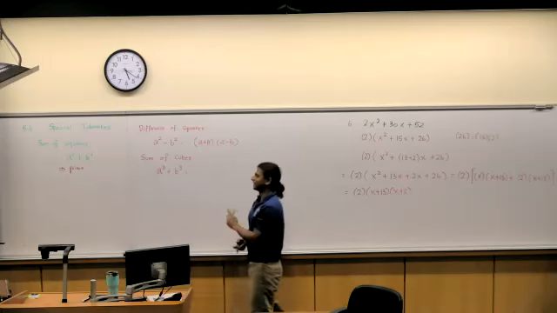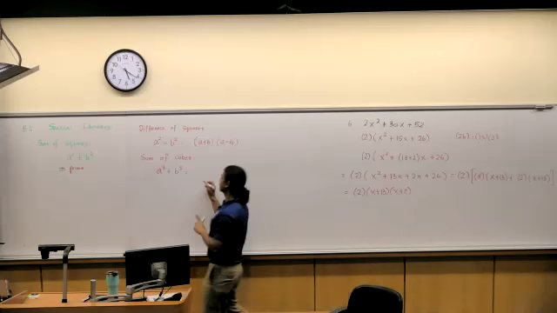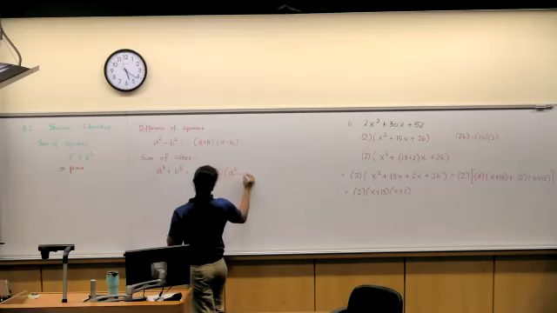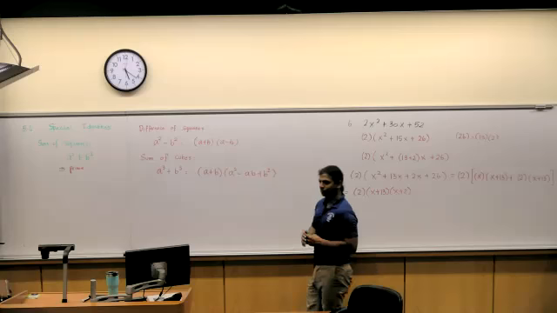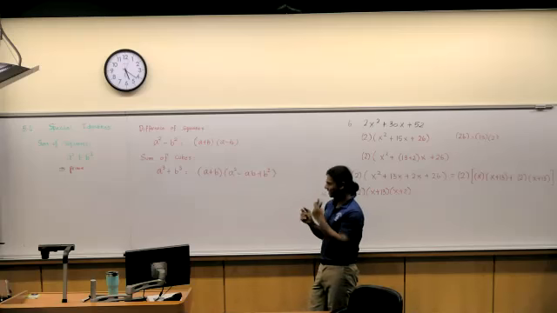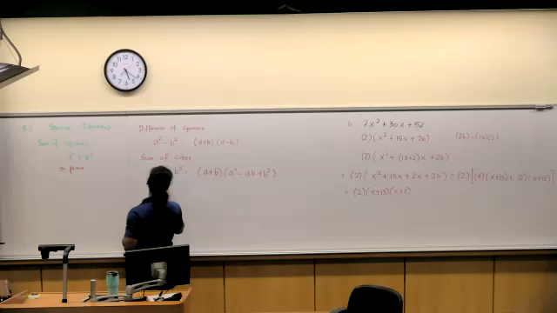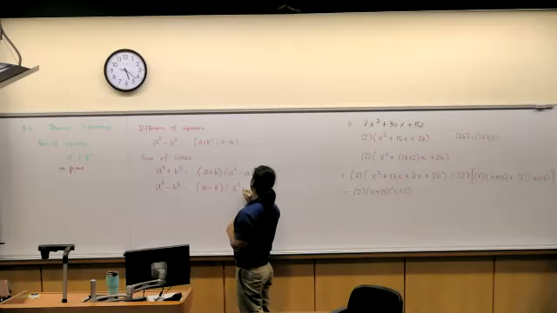Unlike sum of squares, we can factor sum of cubes. Sum of cubes is simply a plus b times a squared minus ab plus b squared. You can put this in your formula sheet or cheat sheet. Don't have to memorize. And if you have a cubed minus b cubed, it is a minus b, a squared plus ab plus b squared.